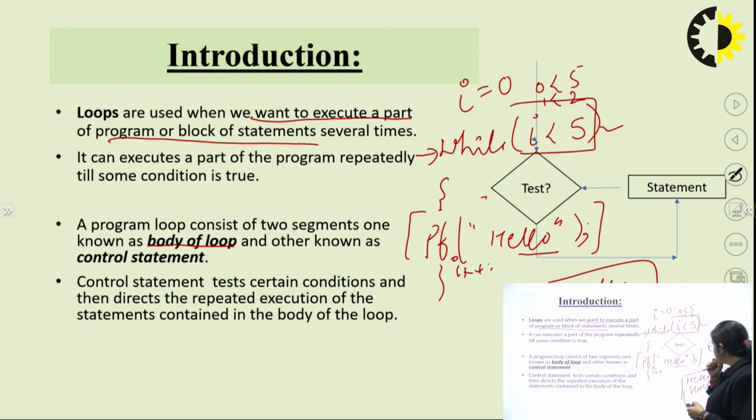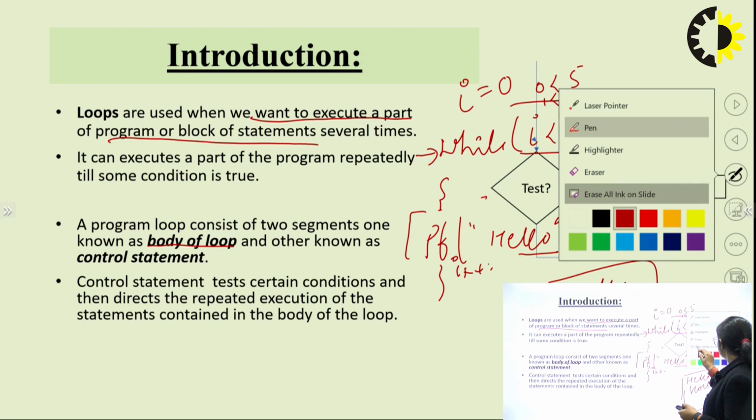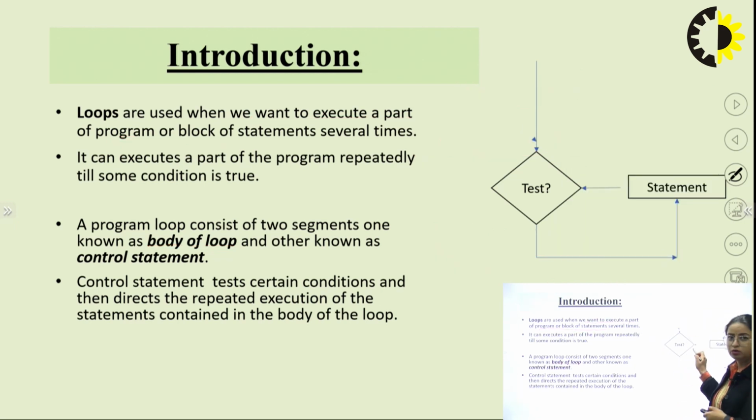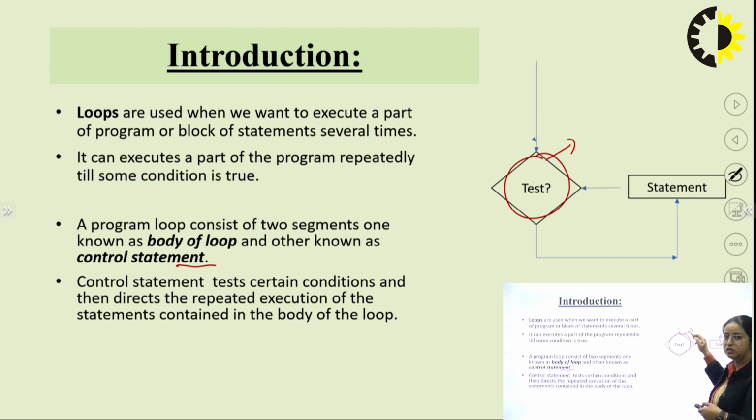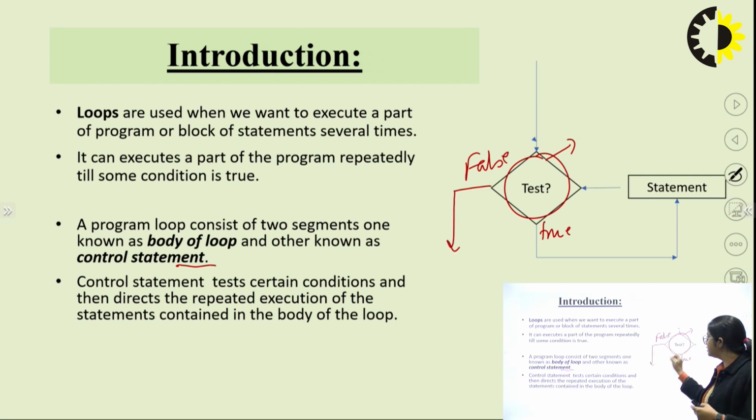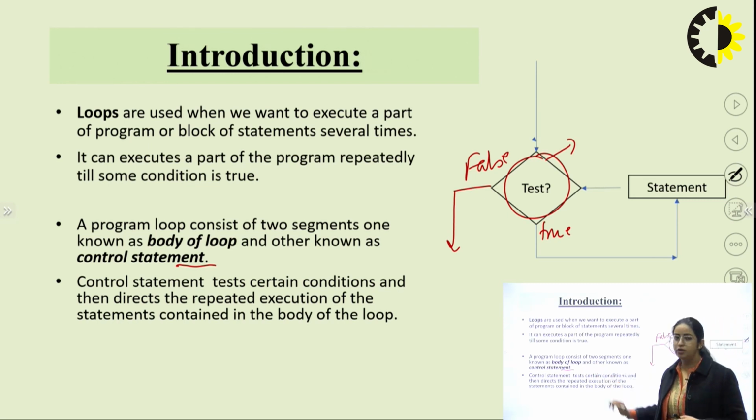This is all about the introduction, and here is the simple block diagram. First we check some condition. This condition is the control statement where we test the condition. After that, there are two things, whether it is true or whether it is false. If it is false, then it will come out of the loop, but when it is true, then it again executes this statement. That means this is the body of the loop.